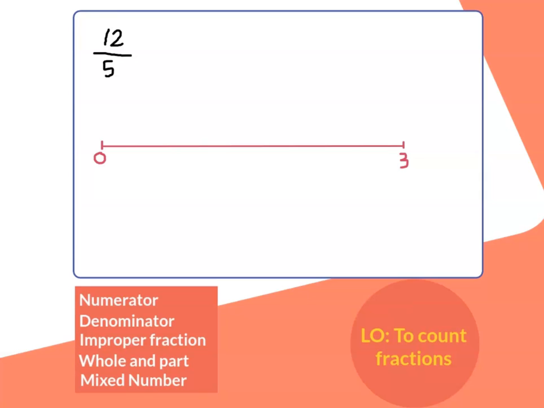Okay, pause the video now and try to plot 12/5 onto the number line. It might be worth considering using a whole and part model to work out what you really need to show on that number line.